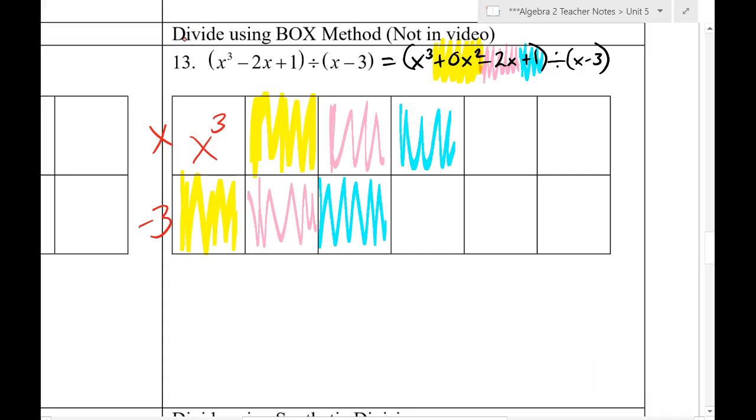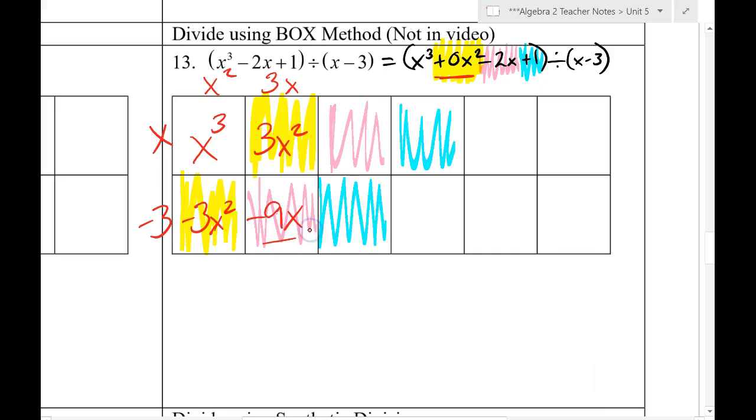All right, now let's go back to the far left, top left. What times x equals x cubed? x squared. Then fill in the bottom. Negative 3 times x squared, negative 3x squared. Then what do I have to add to that last number, negative 3x squared, to make it equal 0x squared? Well, I'd have to add positive 3x squared. And then repeat the process again. What times x equals 3x squared? 3x. Fill in the bottom. 3x times negative 3, negative 9x.